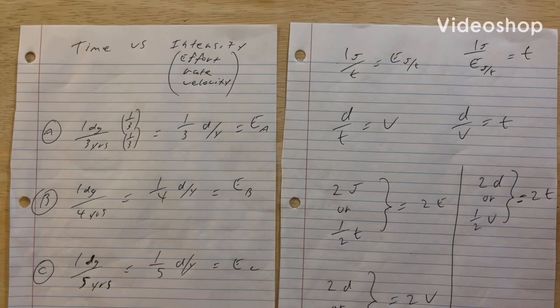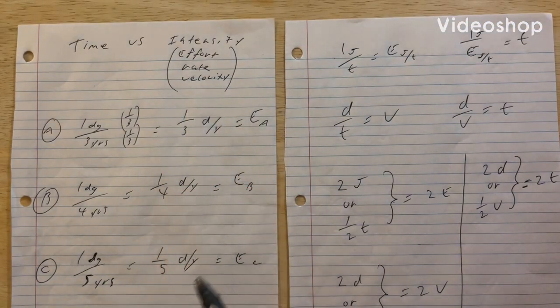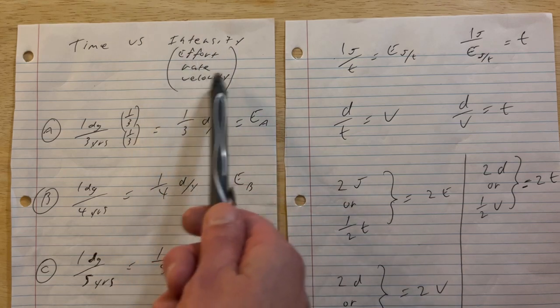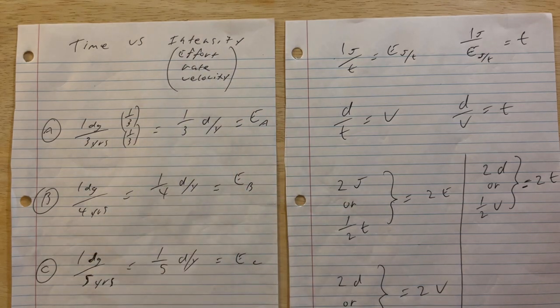This video is on the formula for time versus intensity. You could also call intensity your effort, your rate that you work, or the velocity that you're working or traveling. So basically, if you have a job to do, but you want to do it in a different amount of time, and you want to spend more time doing that job or less time doing that job, then how much harder do you have to work or how much less hard do you have to work?